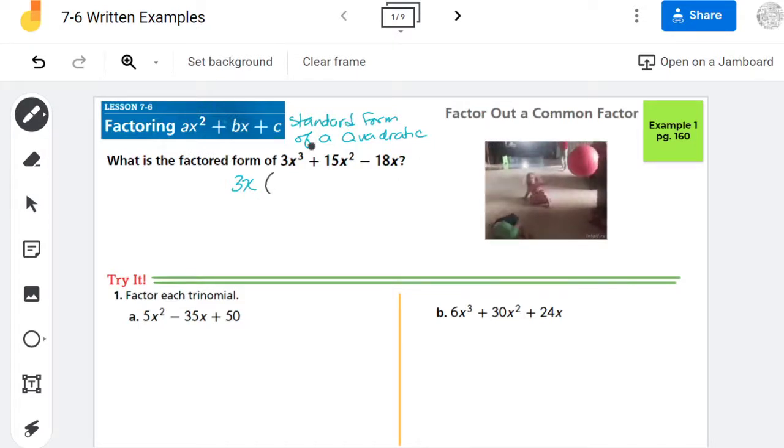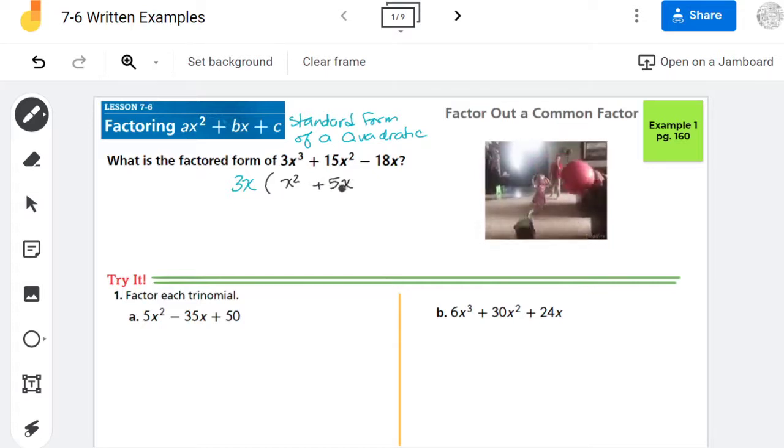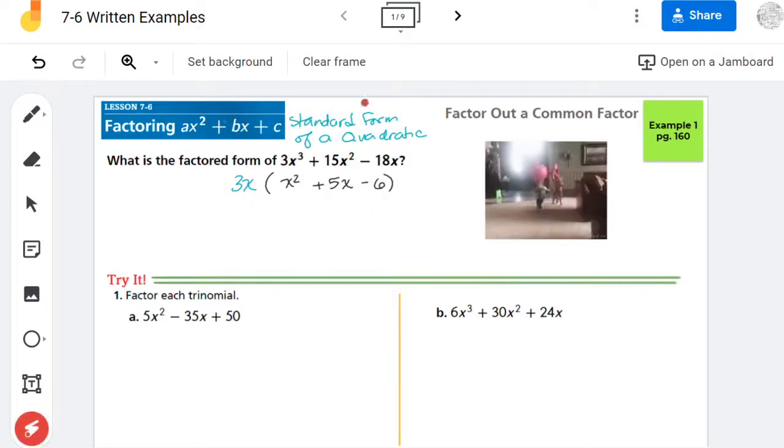So what that ends up looking like, 3x cubed divided by 3x is x squared. 15x squared divided by 3x is 5x. And negative 18x divided by 3x is negative 6. And remember, if you ever want to check yourself to make sure you're not making any mistakes, you could redistribute that 3x to the parentheses and it should take you back to the original function.